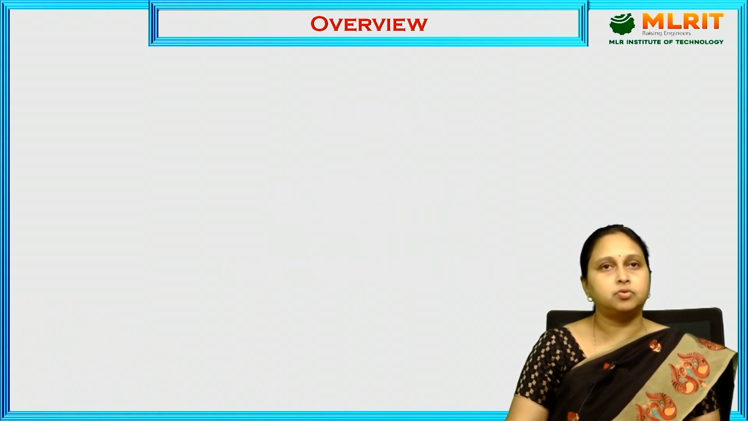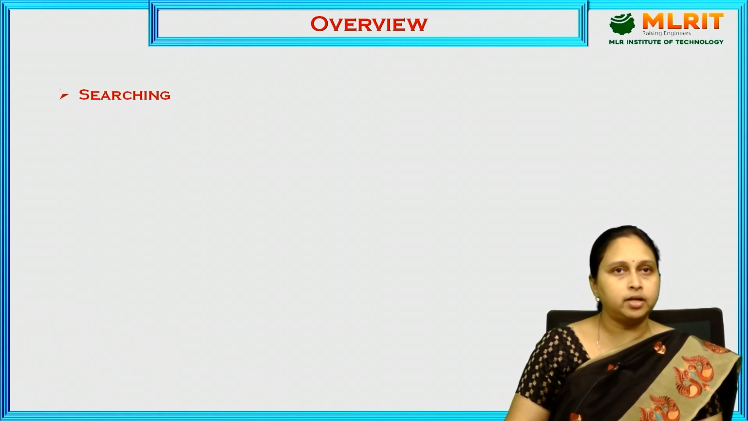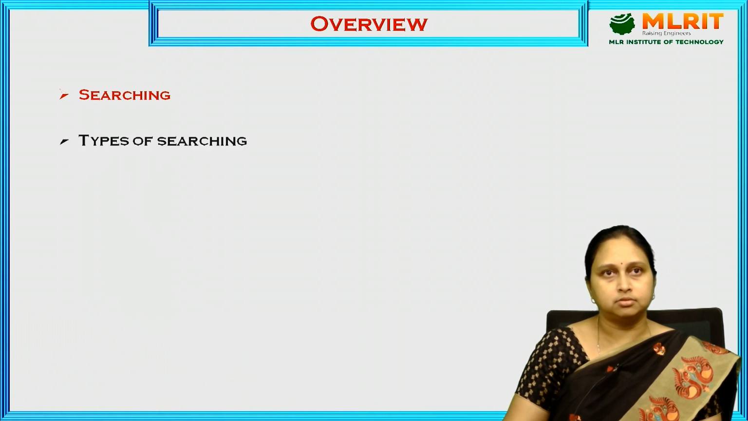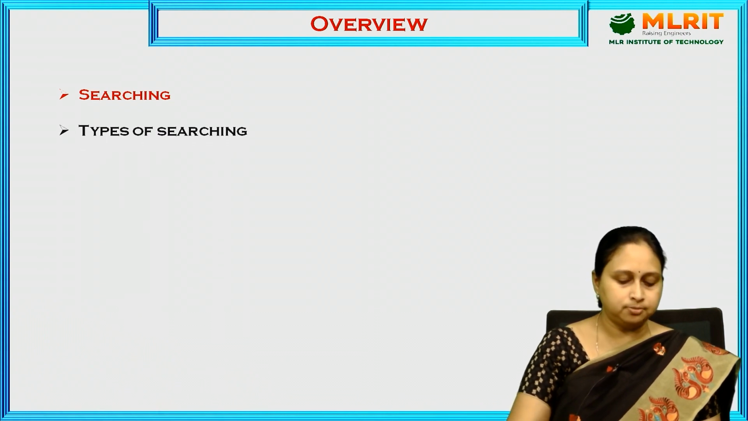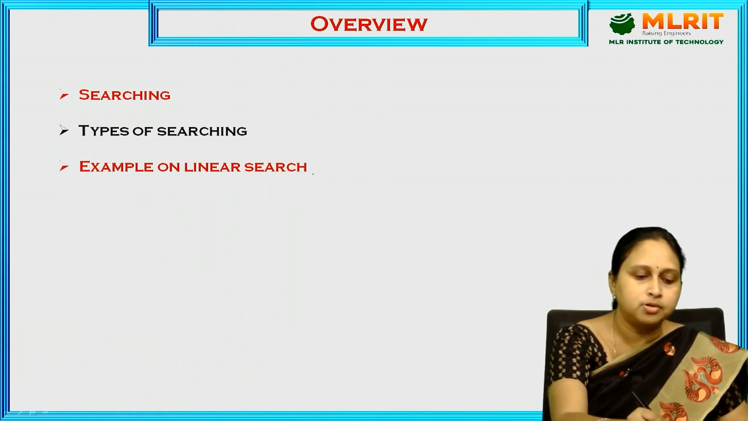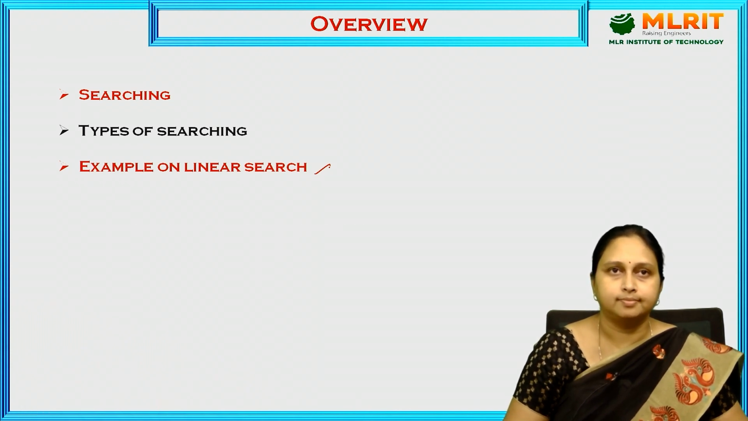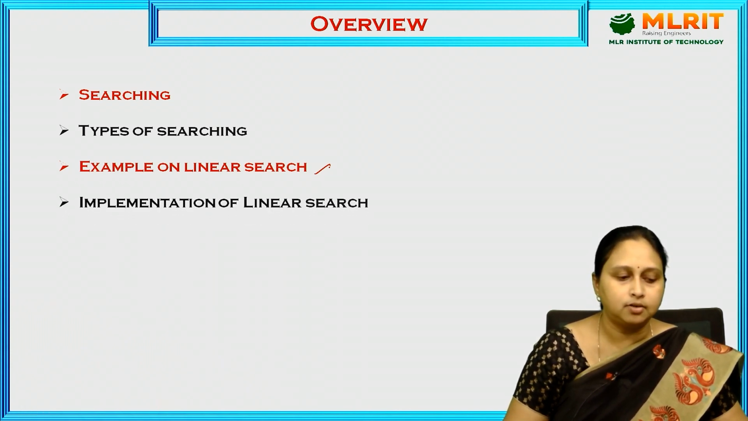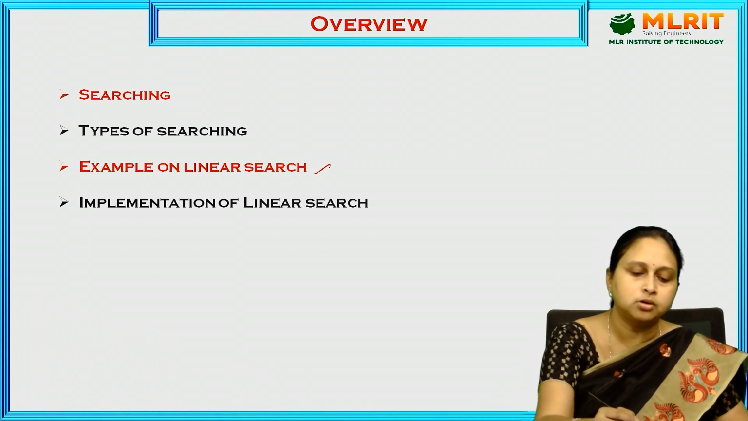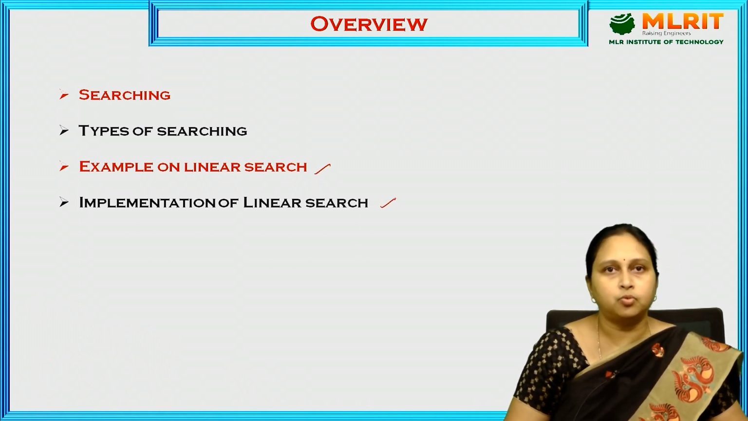Let us see the overview of today's course. Here we will be discussing searching, then types of searching, followed by examples on linear search. With that, we are going to see one more concept also, and how we are going to implement this linear search. Let us go for what is searching.